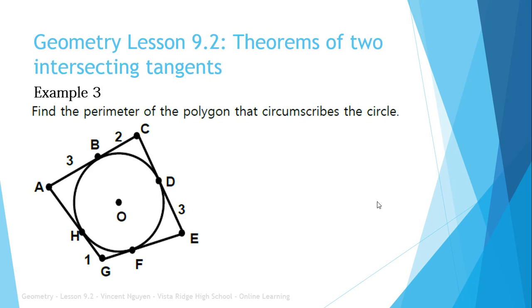Next, here's another application of what we just learned, okay? So there is a circle drawn inside a polygon. This is called inscribed, right? So the polygon circumscribes the circle. Circumscribe means it is on the outside, right? Inscribed is inside. So the circle is inscribed, but the polygon circumscribes, right? So the polygon is outside.